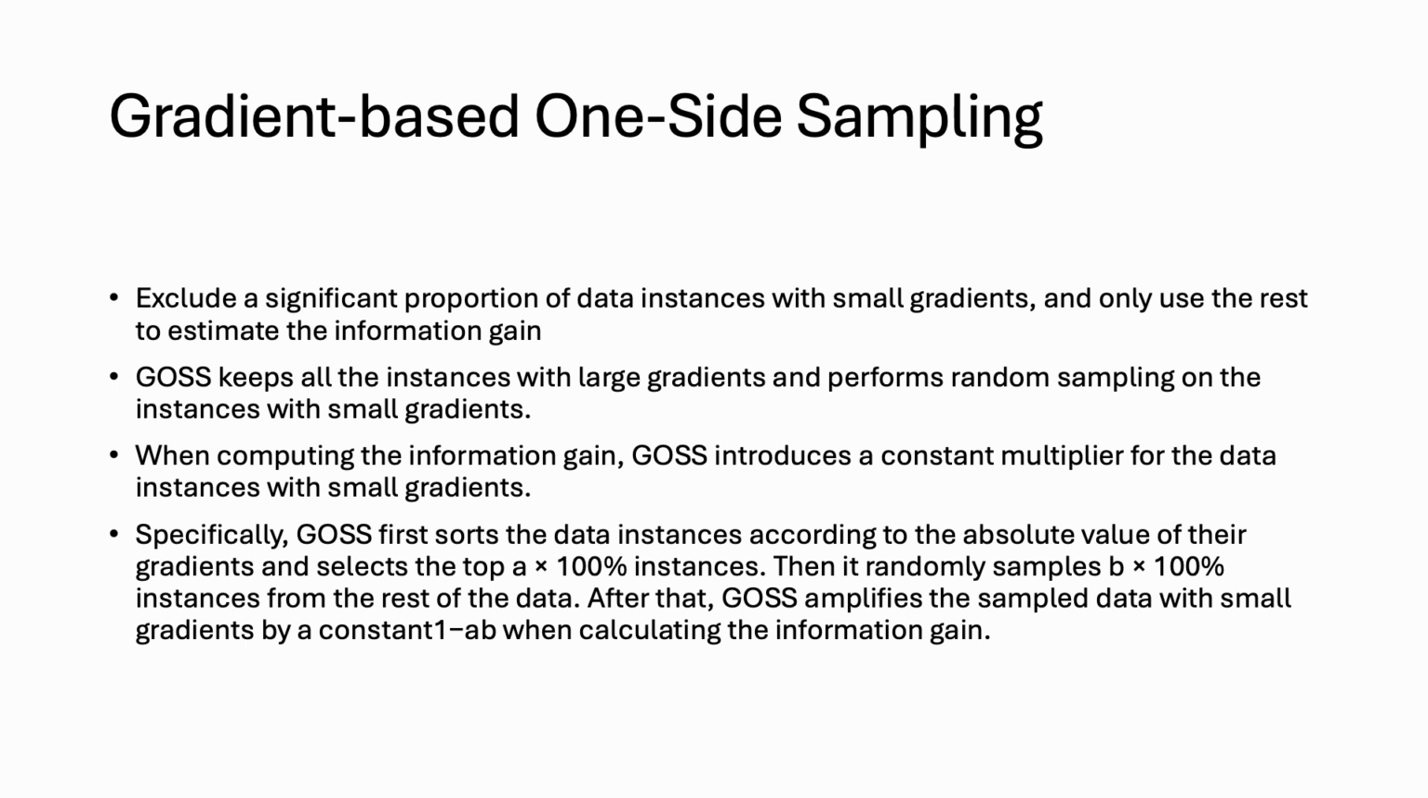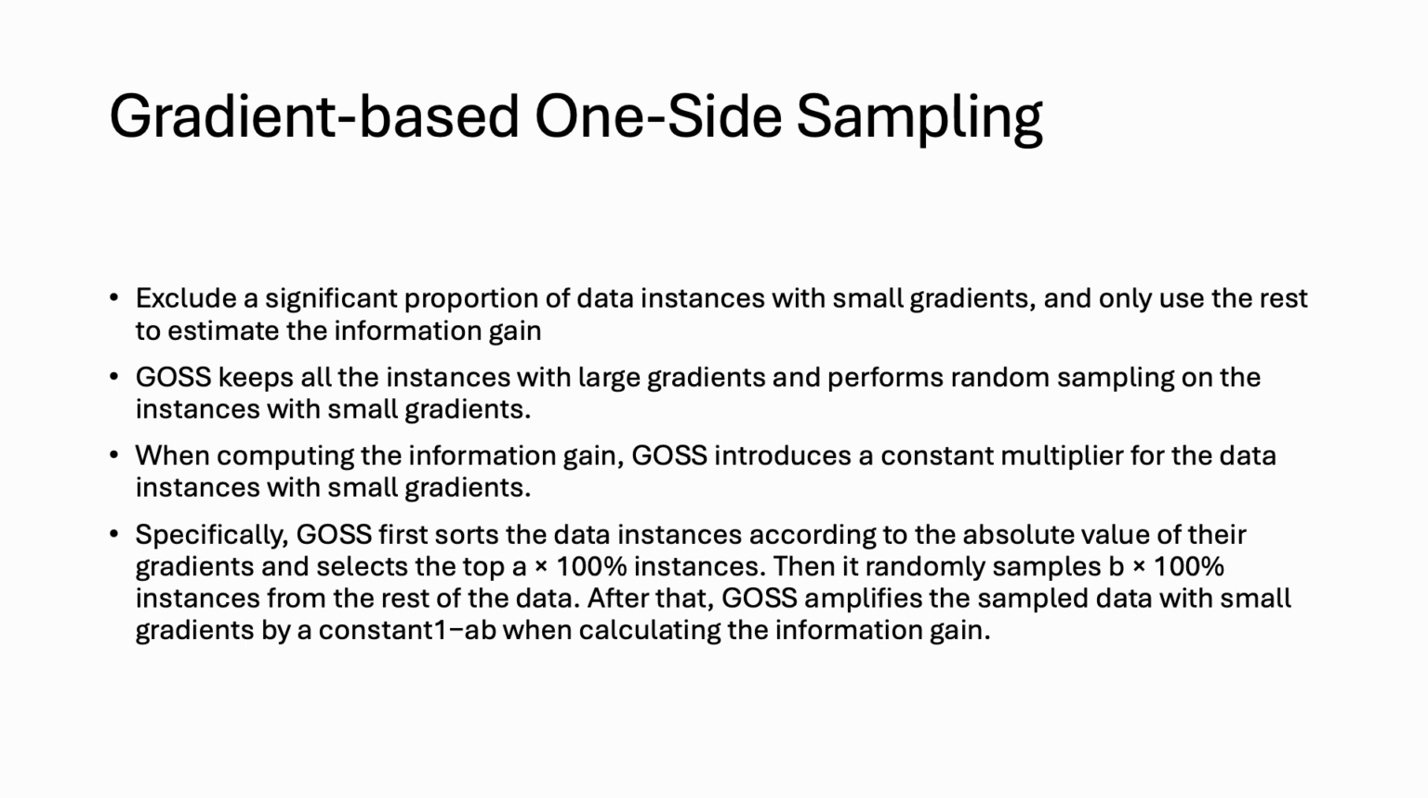A conventional implementation of the gradient boosting decision tree needs to scan all the data instances to estimate information gain of all possible split points. Therefore, the computational complexity will be proportional to both the number of features and the number of instances. This makes this implementation very time-consuming when handling big data.